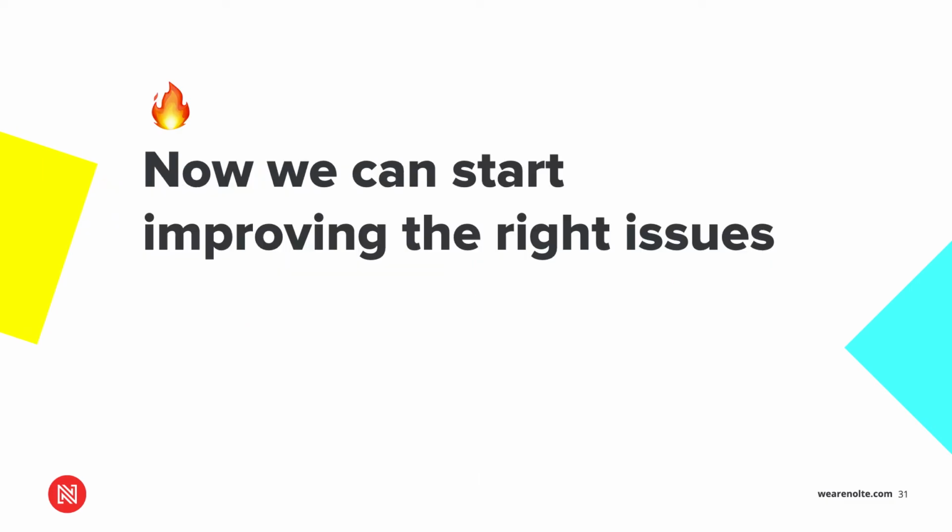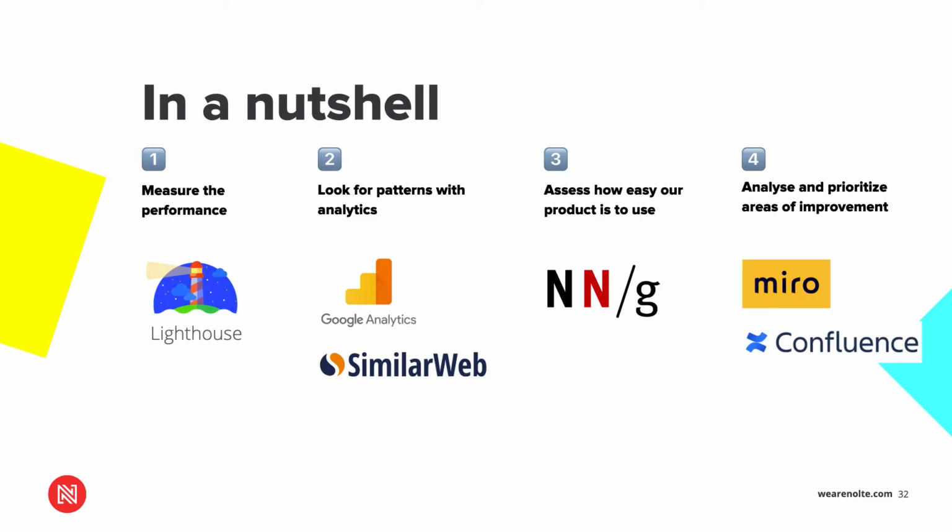Now that we have analyzed this information and identified and prioritized the most important issues on our product based on the data that we have, we can actually start improving our product by not only addressing any issues, but addressing the issues that will impact the user experience the most. So in a nutshell, measuring the performance is step number one. Number two is to look for patterns with analytics. Three, evaluate how easy your product is to use. And step number four is to analyze and prioritize areas of improvement.